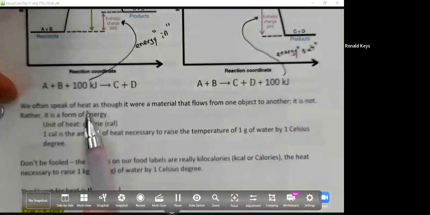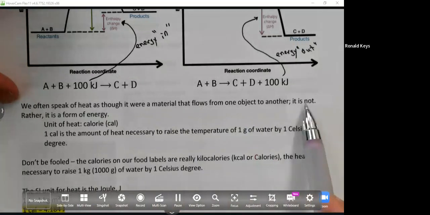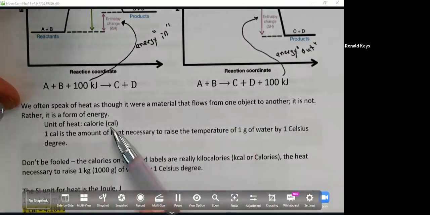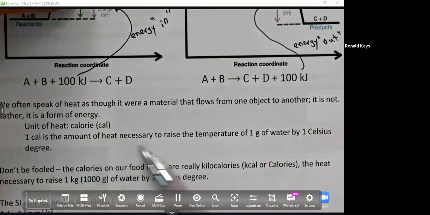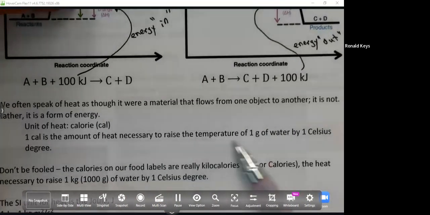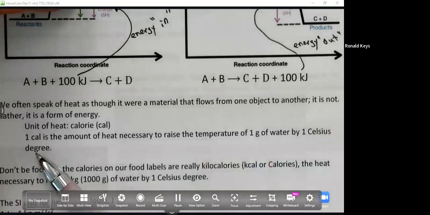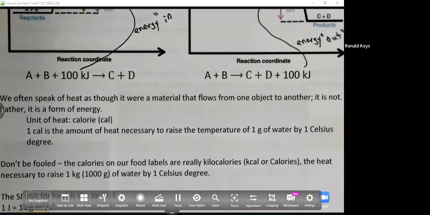We often speak of heat as though it were a material that flows from one object to another. It is not. Rather, it is a form of energy. The unit of heat is calorie, small c. The calorie is the amount of heat necessary to raise the temperature of 1 gram of water by 1 Celsius degree. That is the definition of the unit of a calorie. The amount of heat necessary to raise 1 gram of water 1 degree Celsius.